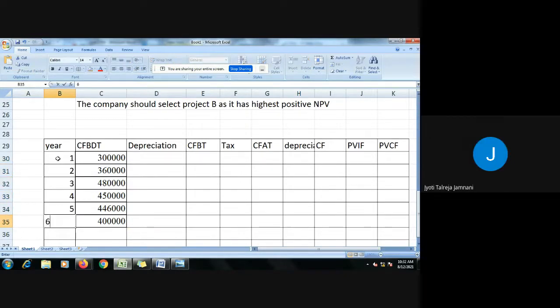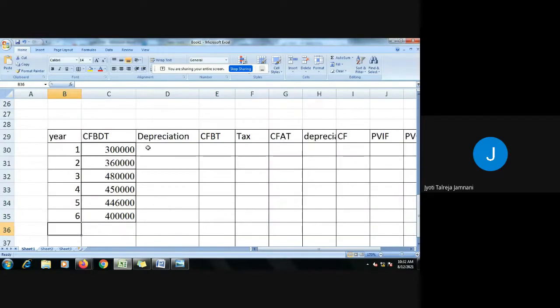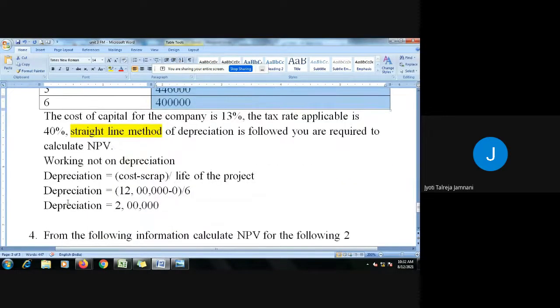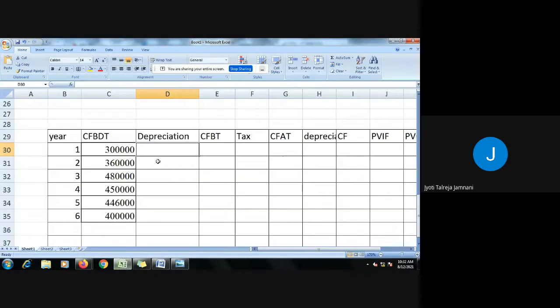Okay, 6 years, and these are the 6 years cash flows that we are going to use. Now, what we'll do, we have calculated depreciation 2 lakh rupees here. So we are going to use this amount 2 lakh rupees as depreciation amount in our problem. So here we will write depreciation 2 lakh for all the years because it is straight line method. Straight line method means same depreciation every year. So we are writing 2 lakh, same depreciation every year.